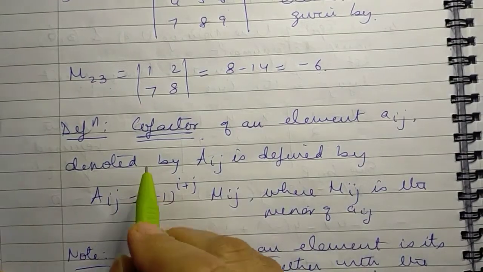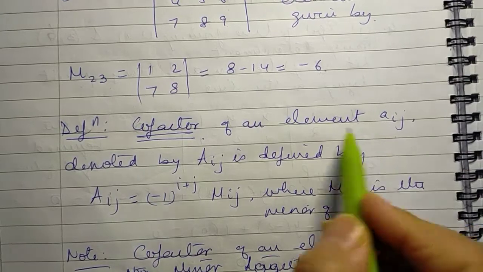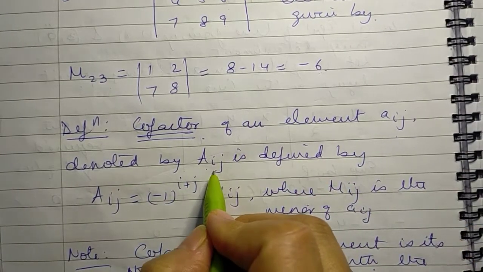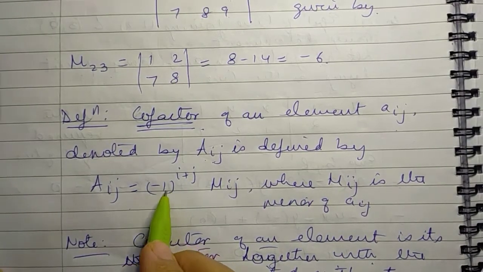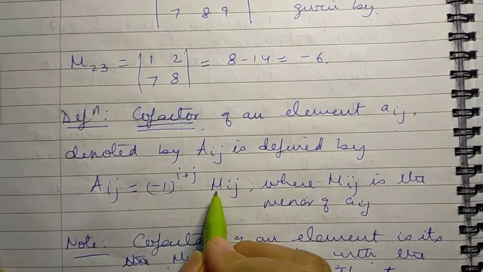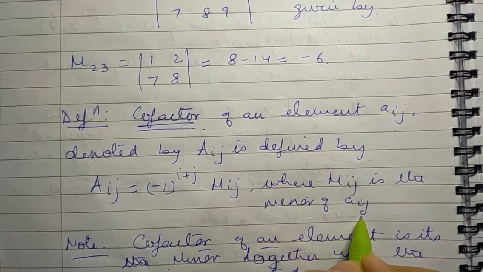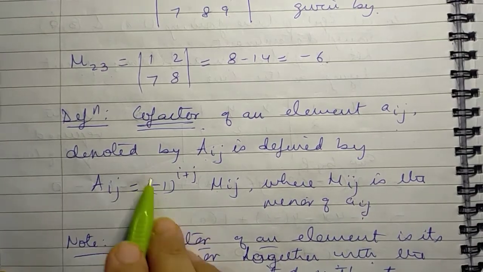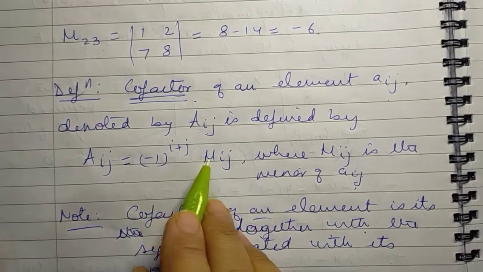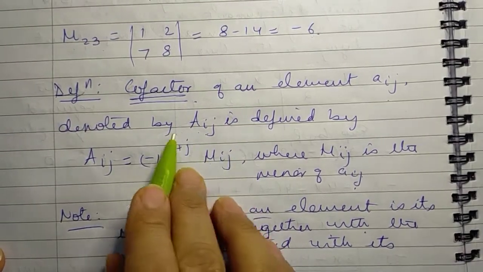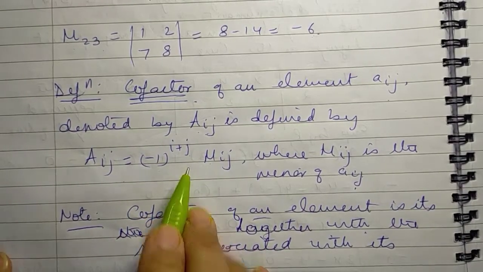Now let us discuss the next thing, that is the cofactor. The cofactor of an element Aij is denoted by capital Aij and is defined by capital Aij equal to minus 1 raised to the power of i plus j into capital Mij, where Mij is the minor of that element Aij. Very clearly, the cofactor of an element is its minor together with the sign associated with the position to which that element belongs.